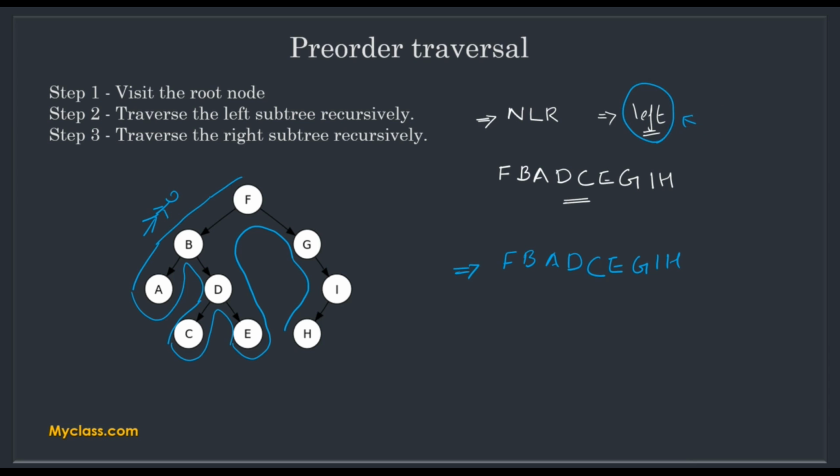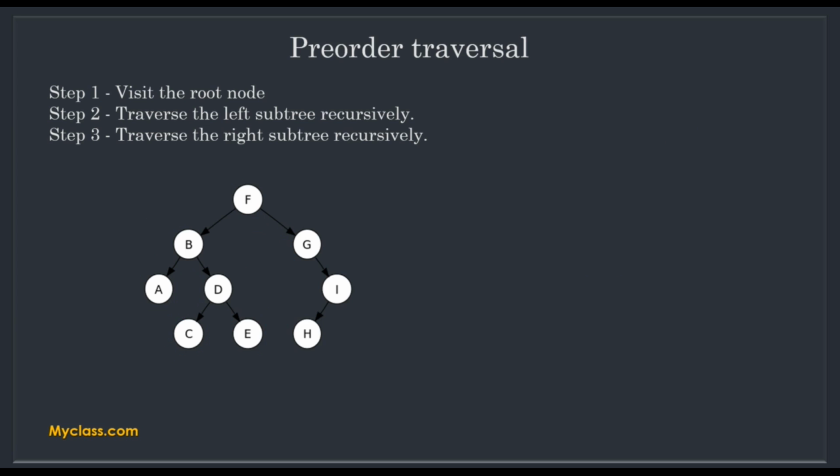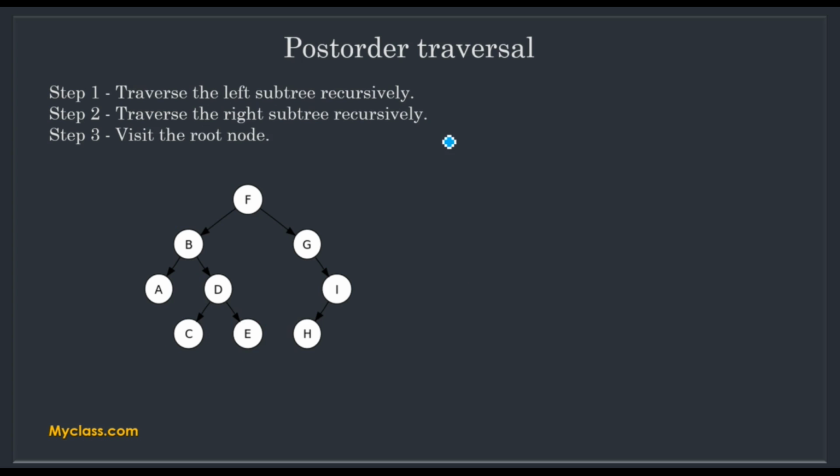Okay, when we are traveling, we are considering which node our left hand is pointing to. So that is the easy trick to find the preorder traversal. Now postorder traversal. Postorder traversal: step 1 is traverse the left subtree, then traverse the right subtree, then visit the root node. So left, right, then root node, LRN.